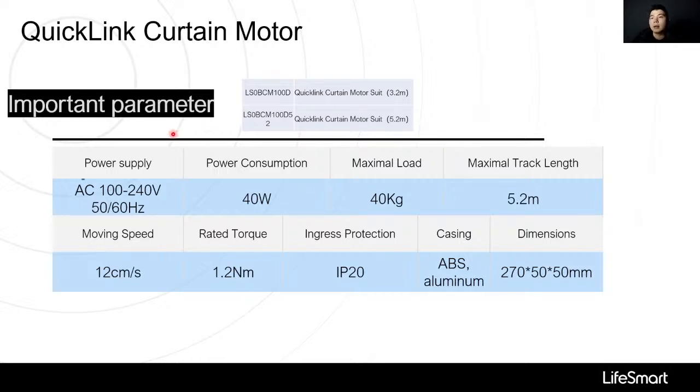Then parameters for the quick link curtain motor. By far, we have two quick link curtain motor suits. One is 3.2 meters and another suit is 5.2 meters. They are referring to the track length. Concentrate on the maximum load and maximum track length: 40 kilograms and 5.2 meters.